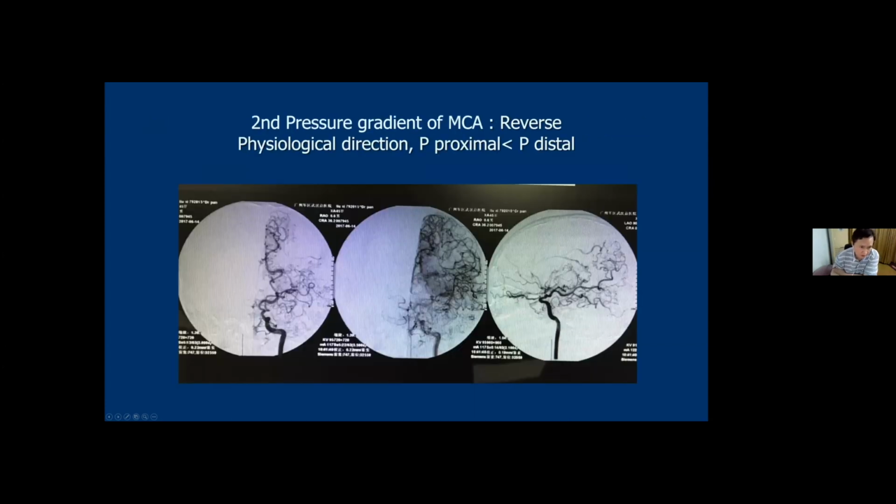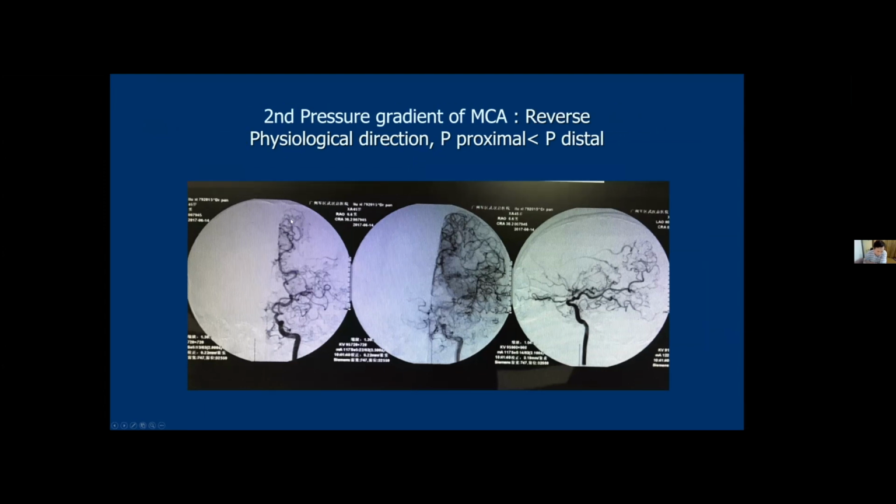But there's another pressure gradient of the MCA. This is a reversed physiological direction. We can see the MCA was already occluded. The PCOM to PCA was quite large. Then from the PCA to MCA, we can see the M2 was the latest to shoot in this angiogram. So this P proximal is less than P distal.